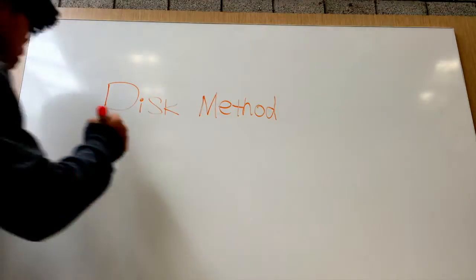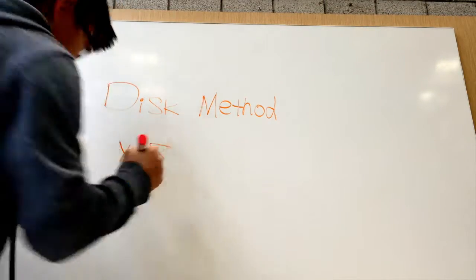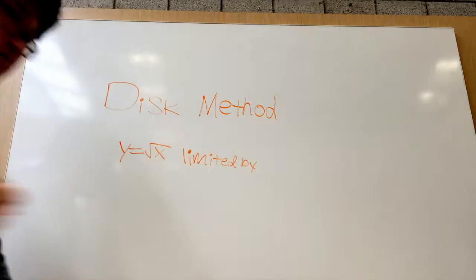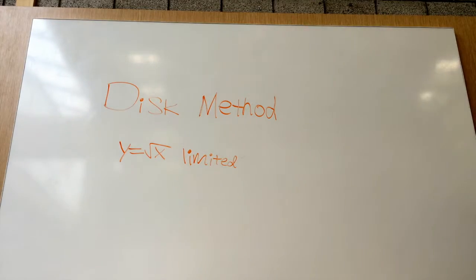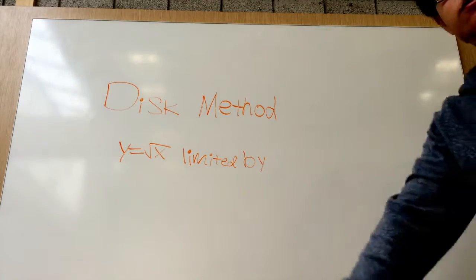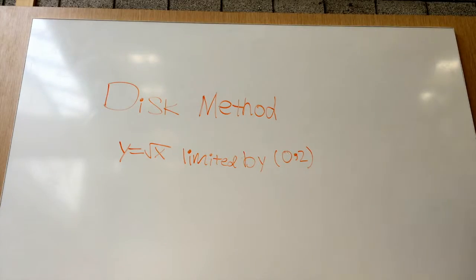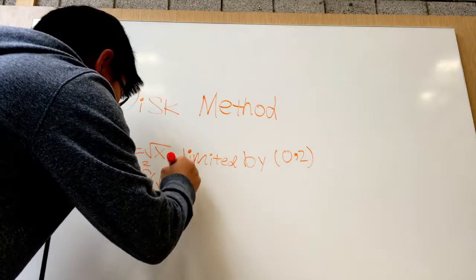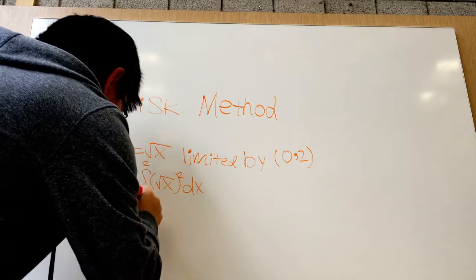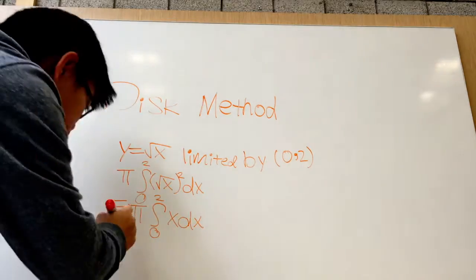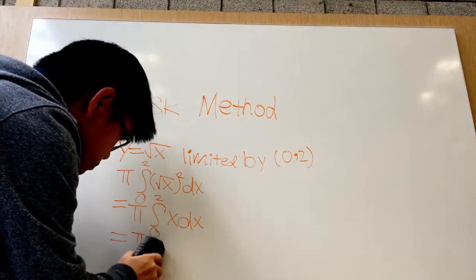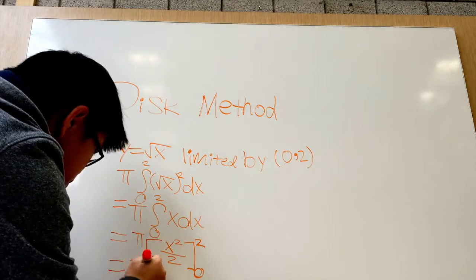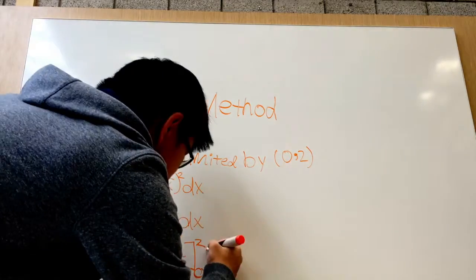So the question starts off with y equals square root of x, limited by 0 to 2, and we are rotating this around the x-axis. So the first step you do is write the volume equation, which will be pi times the integral from 0 to 2 of square root of x squared dx, which equals pi times the integral from 0 to 2 of x dx. The second step you do is you plug that into your calculator and multiply the fractional answer that you get by pi to get an exact answer. Your answer should be 2 pi.